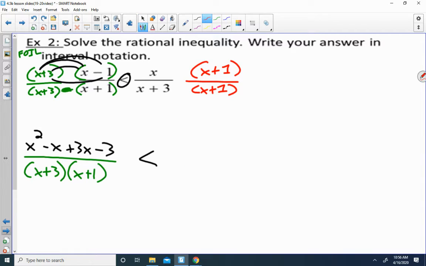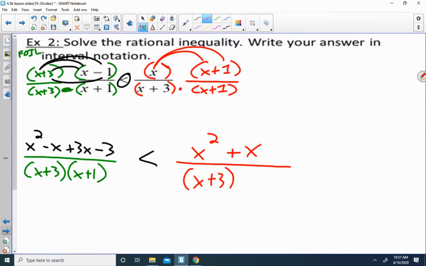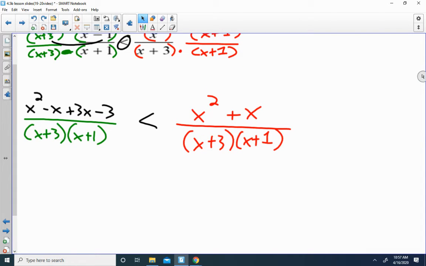Now let's do the red side. This time we don't have to FOIL, we can just distribute, since it's just x times x plus 1. So for the top, x times x will give you x squared, and then x times positive 1 will give you just a positive x. And for the bottom, you don't have to FOIL the bottom. You just keep it as x plus 3, x plus 1. Okay, so this is what we got.